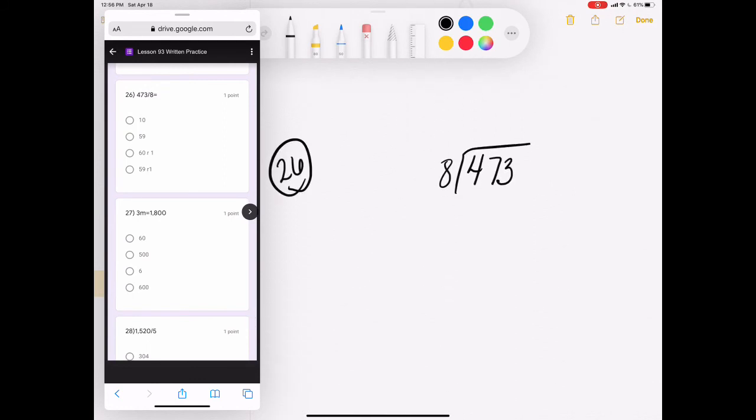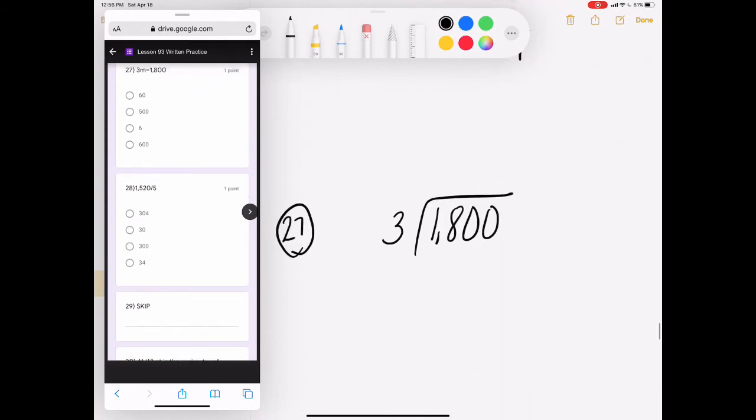26. 8 will not go into 4, but it will go into 47, and that'll be 5 times. 8 times 5 is 40. 47 minus 40 is 7. Bring down a 3. 8 times 9 is 72. 73 minus 72 is 1, so we have a remainder of 1 this time. 59 remainder 1 on number 26.